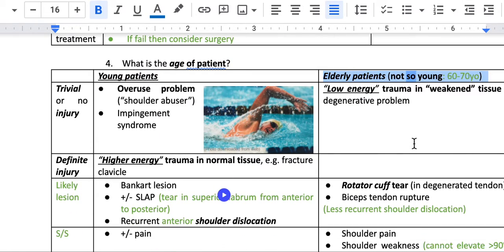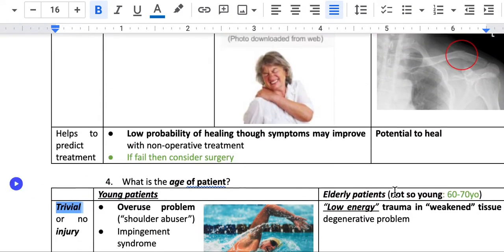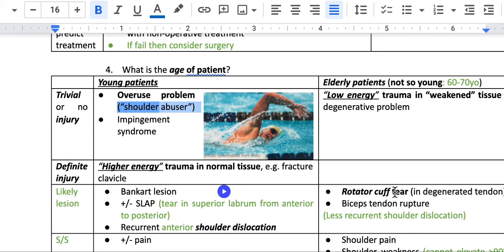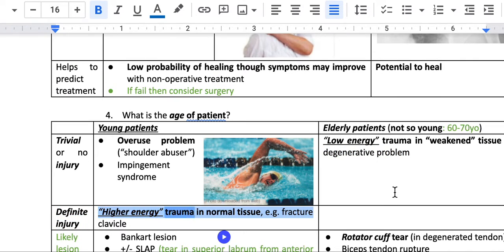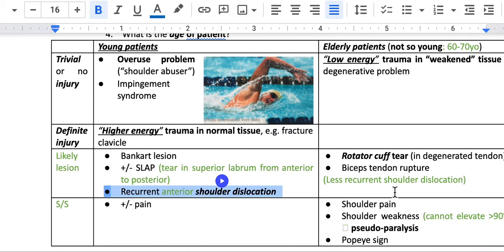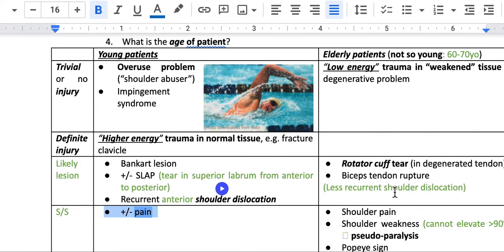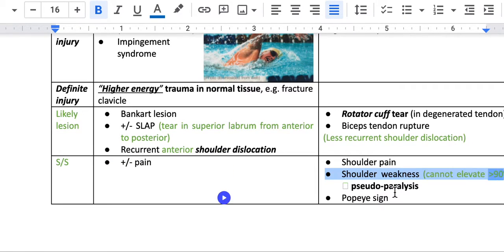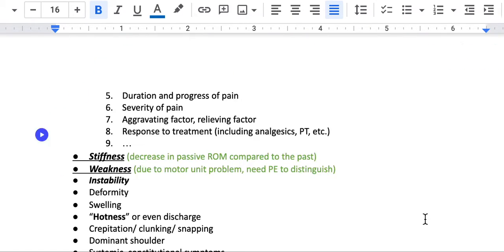Young patients, elderly patients, not so young. At 60 to 70 years old: trivial or no injury, overuse problem, shoulder abuser, impingement syndrome, low energy trauma in weakened tissue, degenerative problem. Definite injury, higher energy trauma in normal tissue, e.g. fractured clavicle, likely lesions such as Bankart lesion, SLAP tear in the superior labrum from anterior to posterior, recurrent anterior shoulder dislocation. Rotator cuff tear in degenerated tendon, biceps tendon rupture, less recurrent shoulder dislocation. Pain plus shoulder weakness, cannot elevate past 90 degrees: pseudoparalysis, Popeye sign.